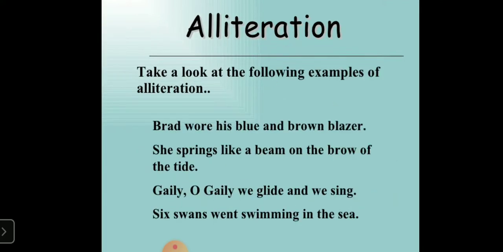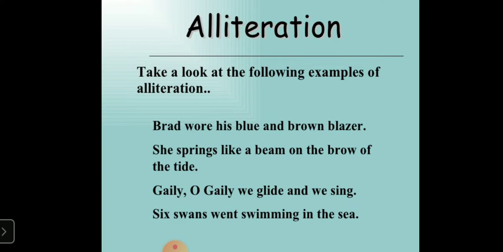So now let's take up another one. Here we have the difference between alliteration and repetition. You must have heard of it. Have you? Okay, let me clarify. What is an alliteration? Just look at these examples. Brad wore his blue and brown blazer. She sprints like a beam on the brow of the tide. Gaily, oh gaily, we glide and we sing. Six swans went swimming in the sea.